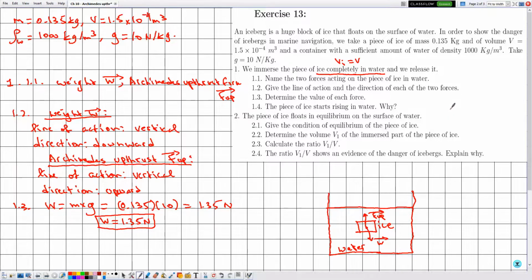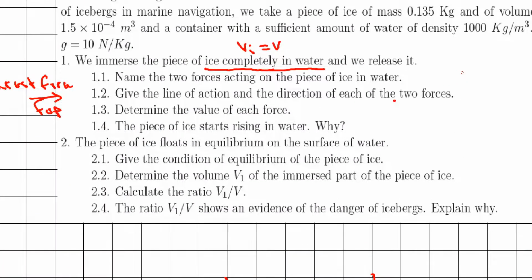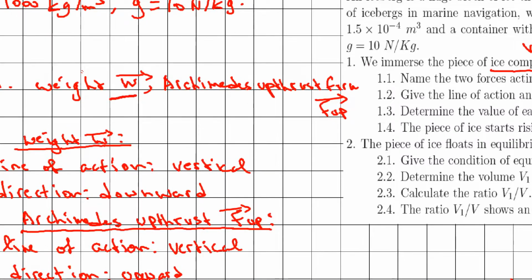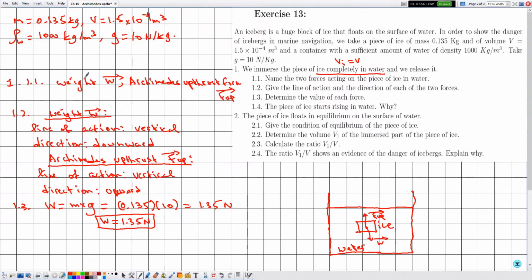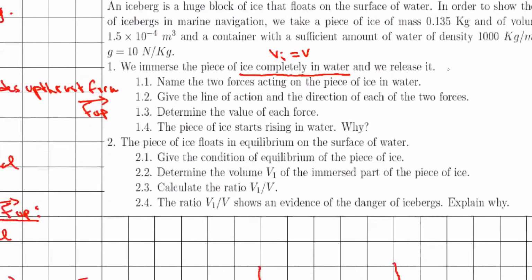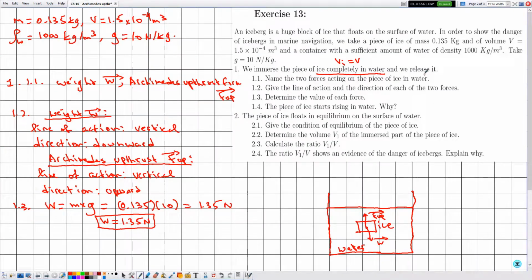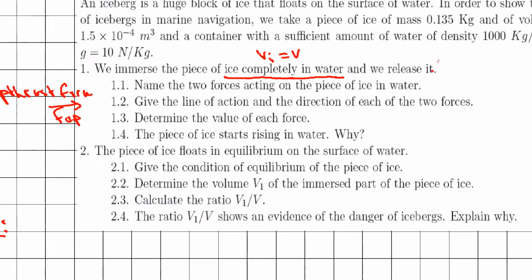And now we need to determine the value of the other force, because they are telling me to determine the value of each force, and the forces are given by the weight and the value of F upthrust. Now the first thing that comes to our mind is to determine the value of F upthrust using the condition of equilibrium, but notice that till this moment they didn't mention anything about the condition of equilibrium, so we are not allowed to use it.